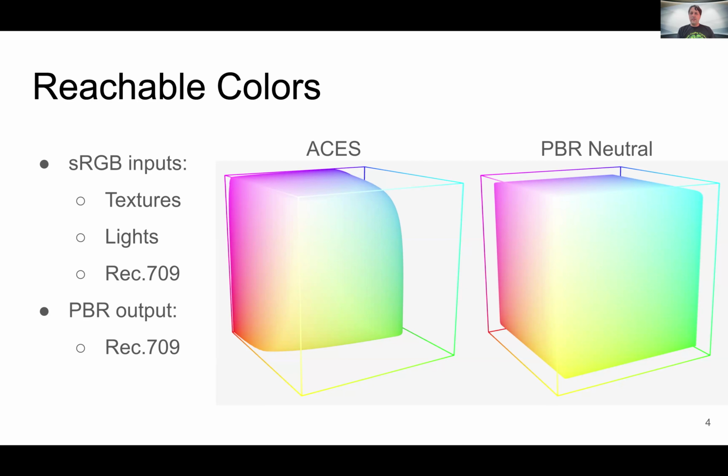And so what I set out to do is build this PBR neutral tone mapper, which was designed specifically to handle the gamut better and basically be designed for our e-commerce use cases and make it so that much more of these colors are reachable. Interestingly, you can't quite make them all reachable, as you can see in the diagram. There are trade-offs here.